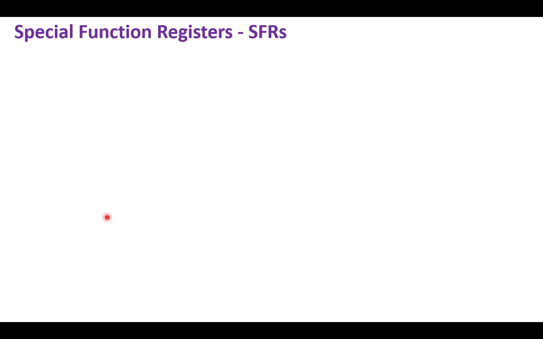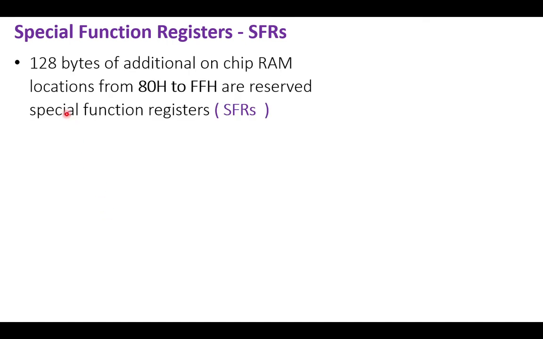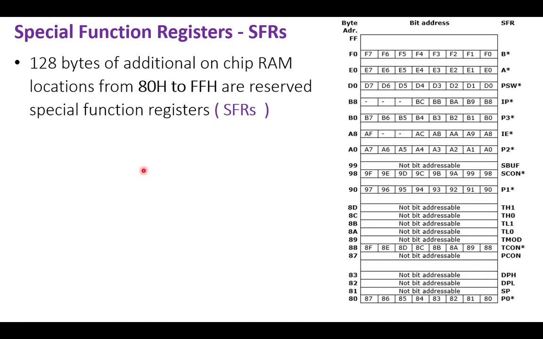And finally, above the 128 bytes of internal area, there is one more area which is specially reserved for storing the special function register values. So there are 128 bytes of additional on-chip RAM, above the 128 bytes of internal RAM. This additional 128 bytes of on-chip RAM, which ranges from 80H to FFH, is reserved for special function registers. And in this figure, you can see that above 7F, 80H is there.